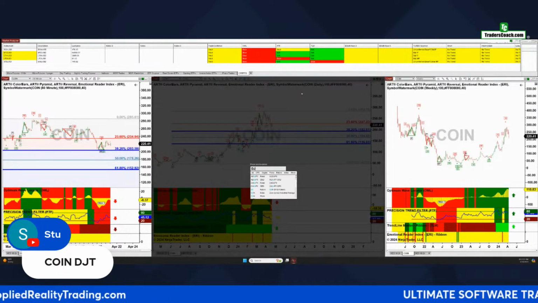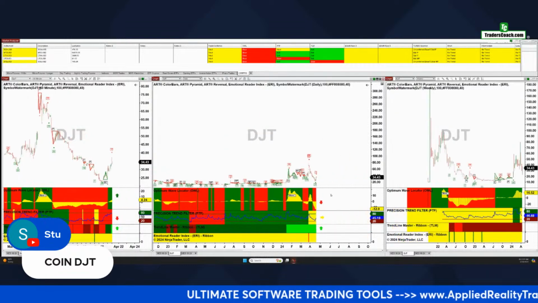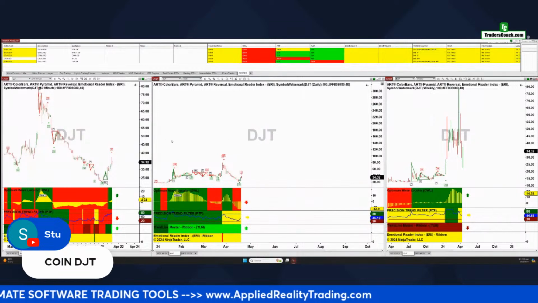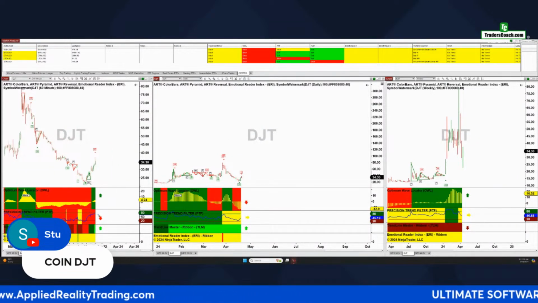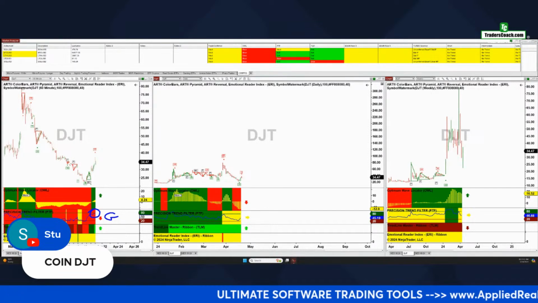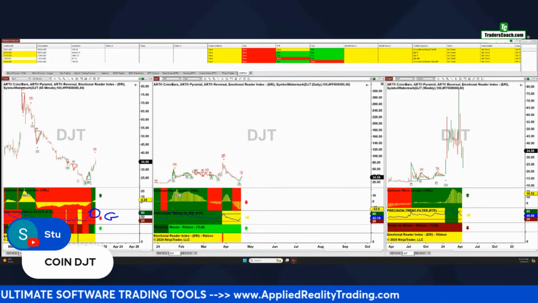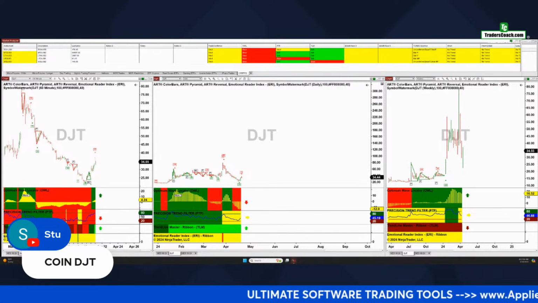All right, DJT. This is Trump's social thing. It moved up, now it's moved way down. What do we have cooking here for an opportunity? Unfortunately, this PTF has got to turn green before I can get involved in any type of move, and it's close to doing that. We've got pretty good momentum still on the weekly chart, but red momentum on the center chart, or daily chart. So it's premature to do anything. I wouldn't touch it.